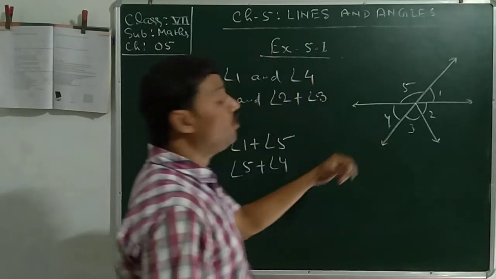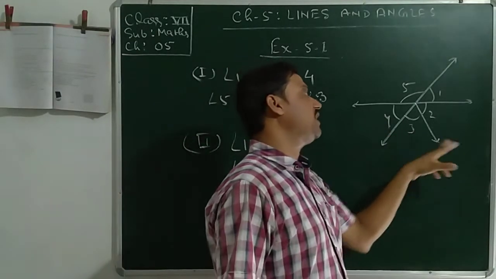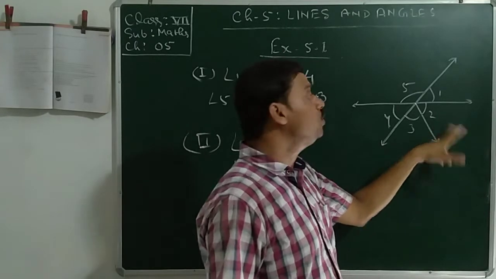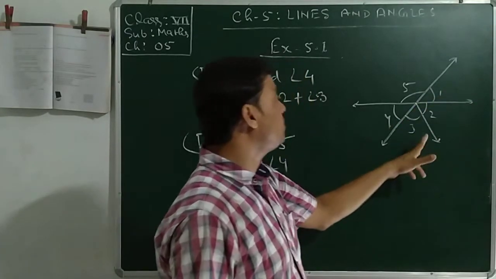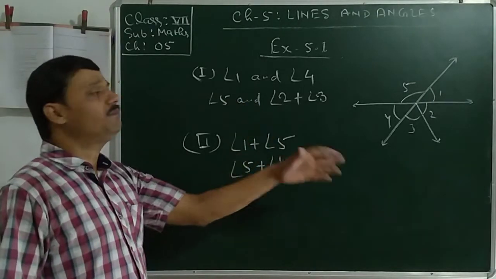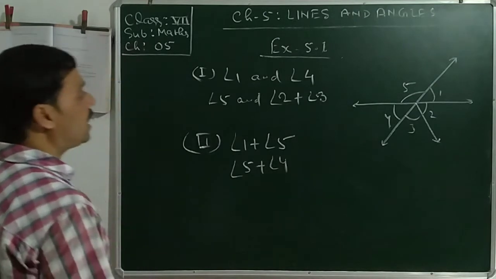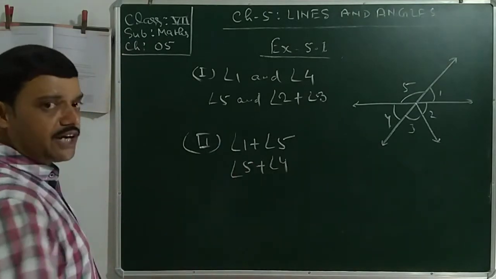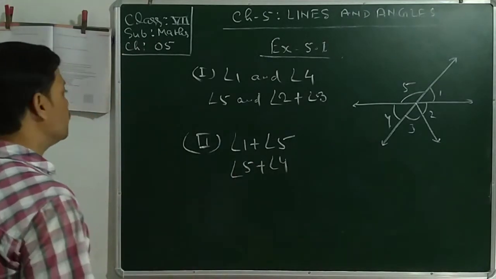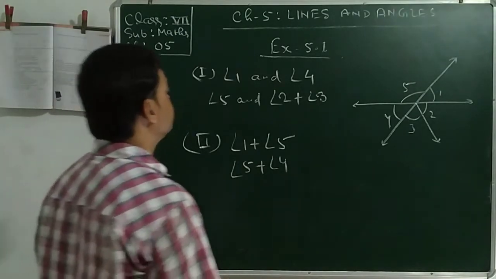In the second part, you are asked linear pair: angle 1 plus angle 5, and another, angle 5 plus angle 4. We can go for other pairs also, angle 4 plus angle 3 plus angle 2, angle 1 plus angle 2 plus angle 3, but these two sets require more than two angles. But you can write them. We can't ignore them. Now, after the 10 number, come to the 11 numbers.